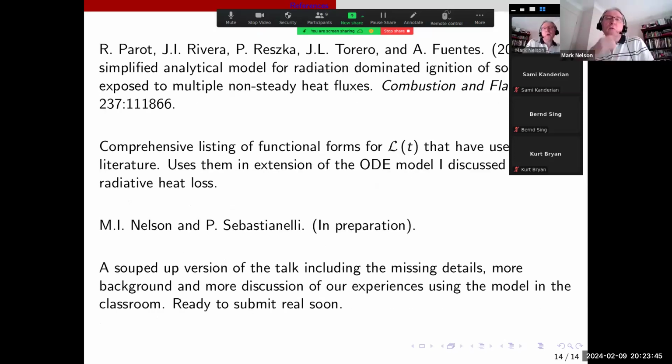And if you want to know more about the literature when people use non-constant heat fluxes, this paper's got a very good summary of the different functional forms that have been used and the papers that they've appeared in. And if you want to wait a little bit, we're currently writing up this talk.